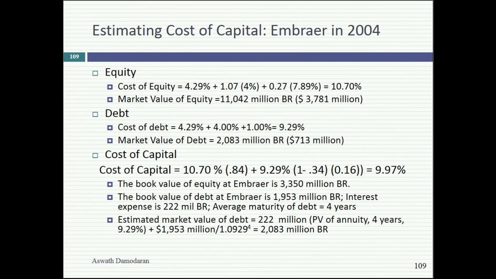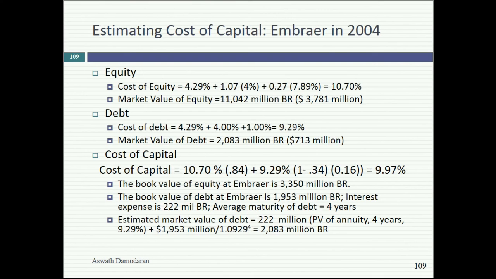I'm going to borrow that concept. To get the market value of debt for Embraer, here's what I did. I started with the book value of debt, which was 1.953 billion reais. That came right off the balance sheet. I went to the income statement and discovered that their interest expense was 222 million. So at this stage, I have the book value of debt of 1.95 billion, an interest expense of 222 million, and their debt had an average maturity of about 4 years. You can usually get this from the footnotes.